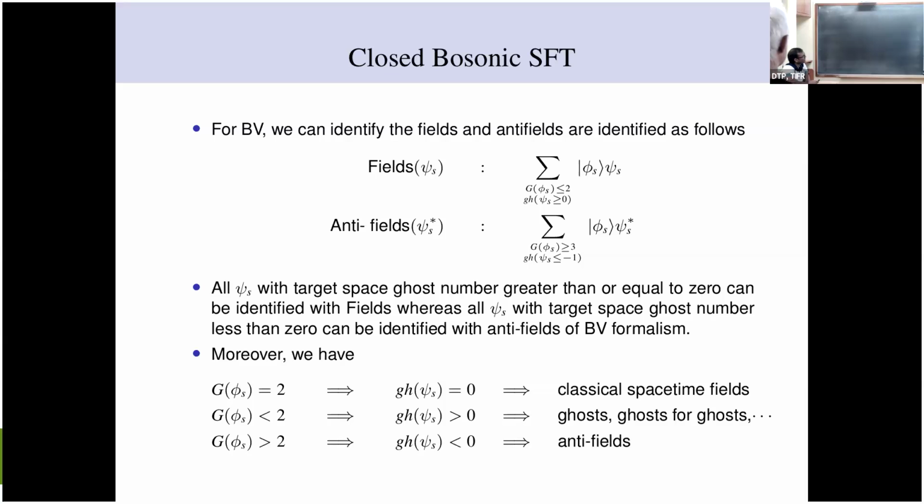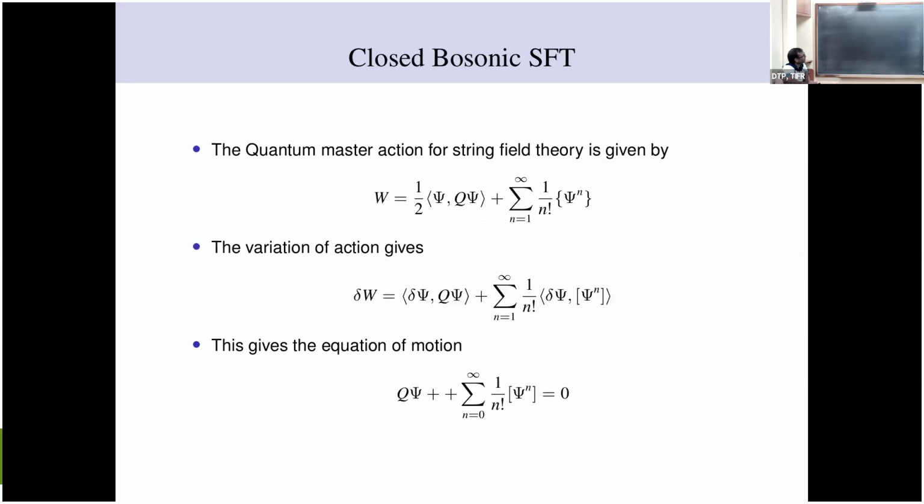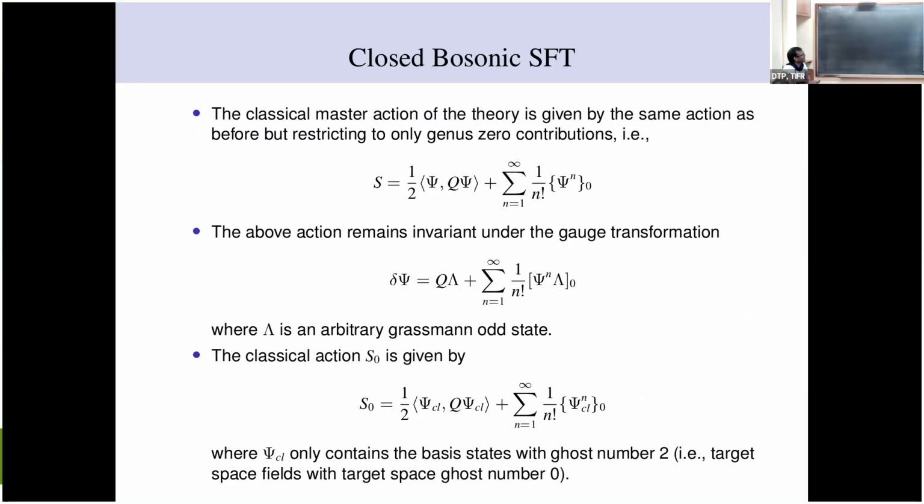So this was the quantum master action. But now you can also write down the classical master action. The classical master action of the theory will be given by the same expression, but now you restrict the elementary region to only genus 0 contribution. That will give you this classical master action. And this action in particular has gauge invariance, and the gauge invariance is given by this transformation.